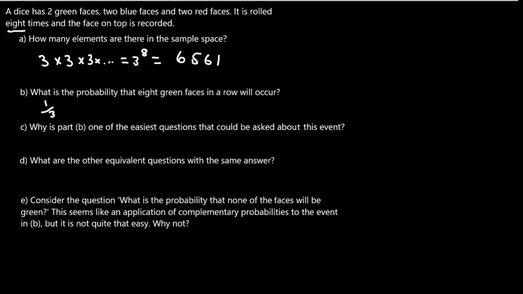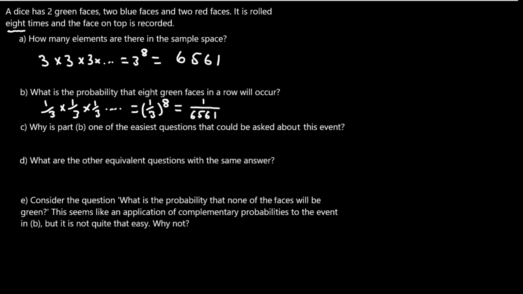Let's extend this to 2 green faces in a row. We will just multiply that probability by 1/3 again. And if it was 3 green faces in a row, we would multiply that by 1/3 again, and so on and so forth, until we get to 1/3 to the power of 8. So we just have to work this out. We can just put that in the calculator and we will get 1/6,561. And that would be the probability of getting 8 green faces in a row. Fairly small probability.